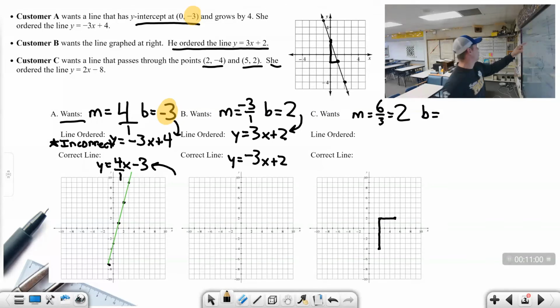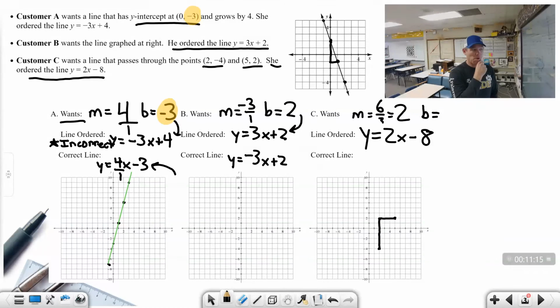Notice I can finish reading. She ordered the line y equals 2x minus 8. Ordered: y equals 2x minus 8. Well, I noticed that the growth is correct. Is the negative 8 correct? Well, let's go ahead and go to our graph and find out.